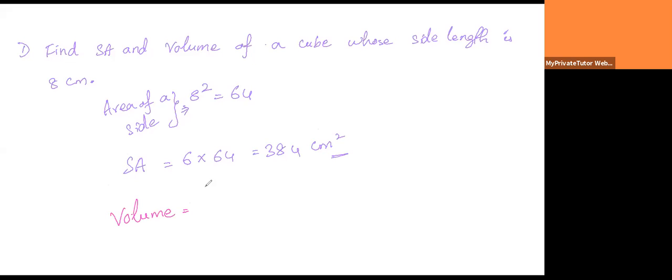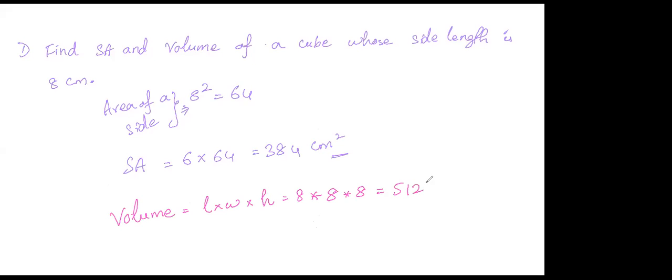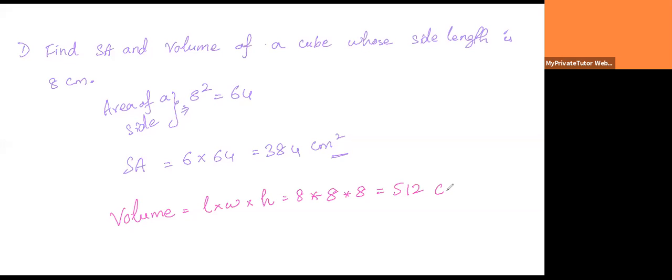The volume is length times width times height. Here length, width, and height are all the same, which is 8. So 8 times 8 times 8, which is nothing but 8 cubed. 64 times 8 is 512. So the unit is cubic centimeters. This is a very basic question, and let me give the other way around.